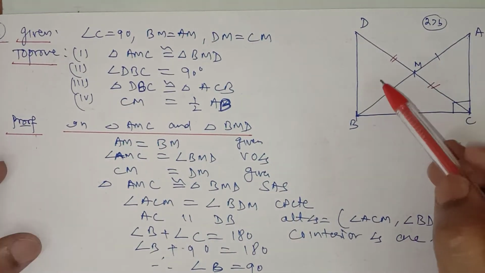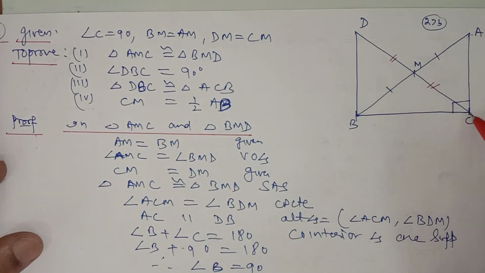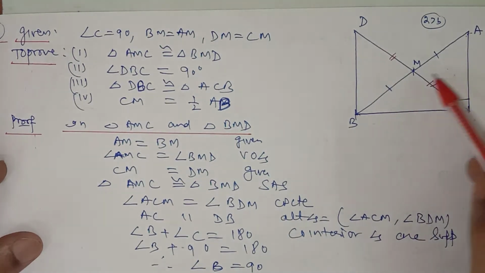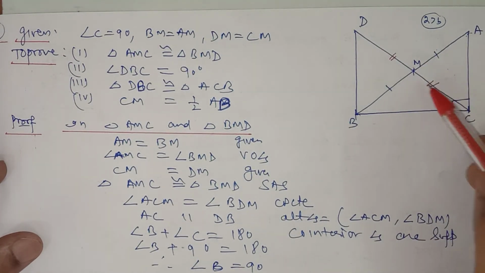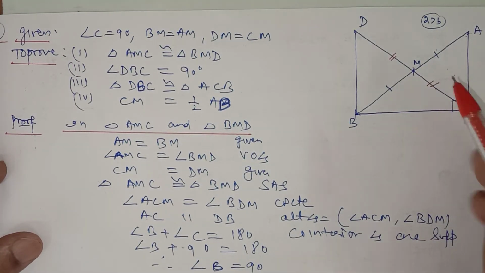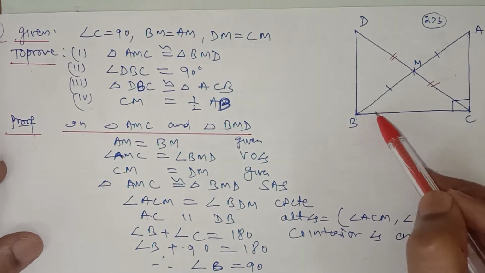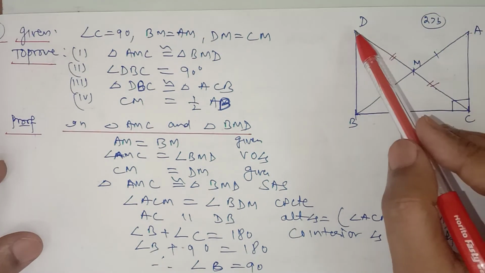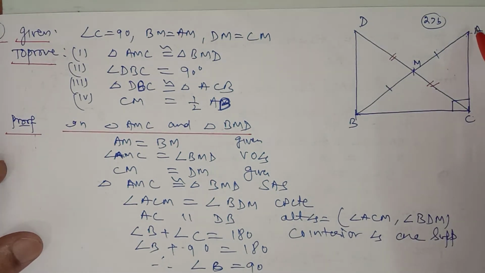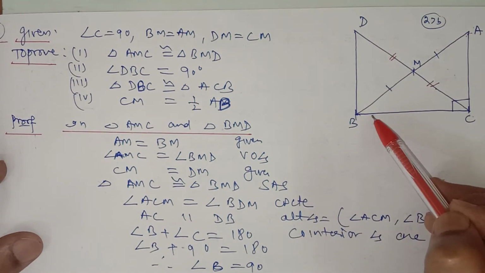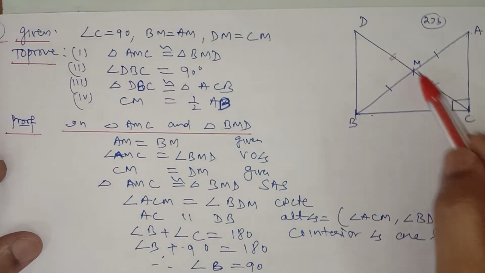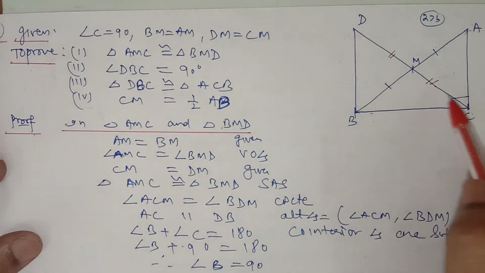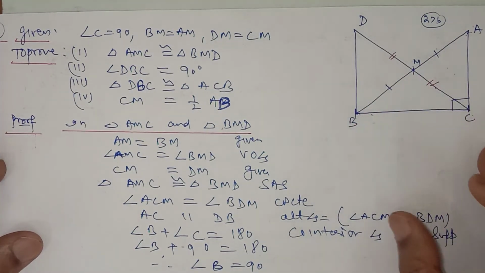It is given that these are equal in the question. Now you have to prove that the triangle AMC is congruent to BMD. You have to prove that they are congruent, and we can prove it very easily because side, angle, side, they will be congruent. Then you have to prove that this angle B will be equal to 90 degrees, and after that you have to prove that the triangle DBC is congruent to triangle ACB. And after that, you have to prove that CM is half of AB. CM is half of DC, it is given, but you have to prove that CM is half of AB.